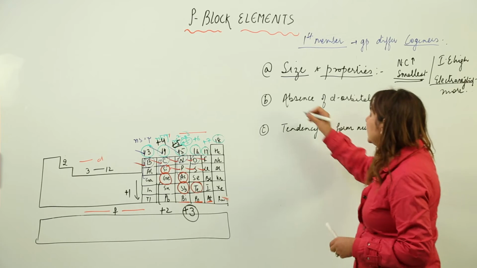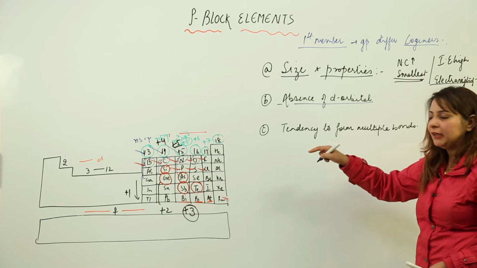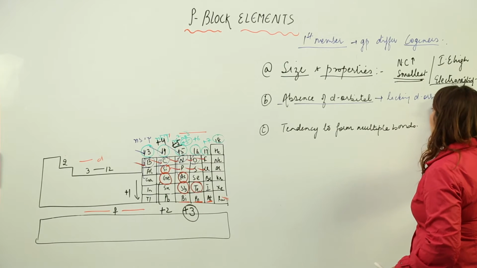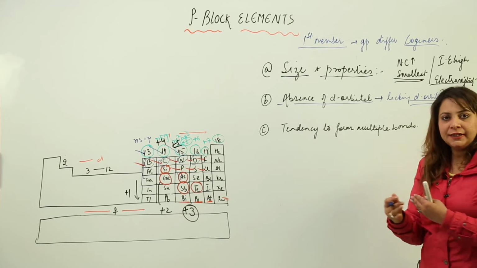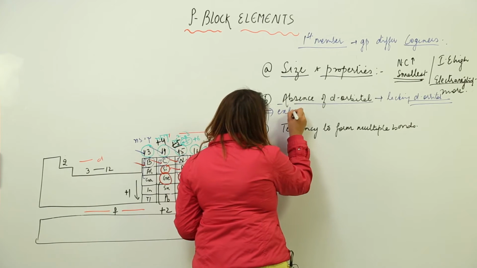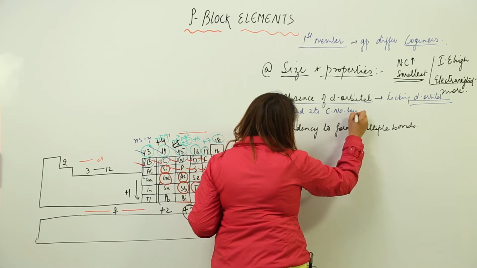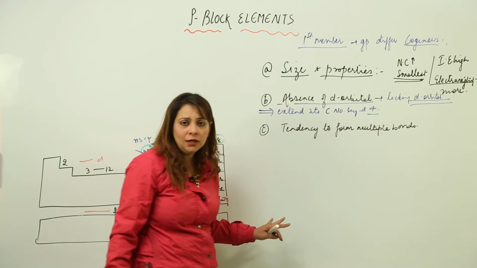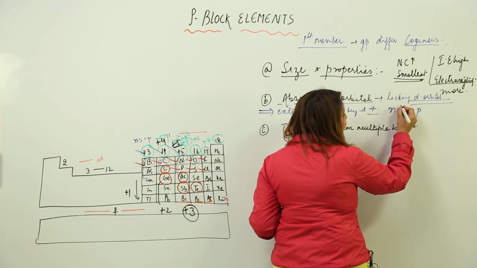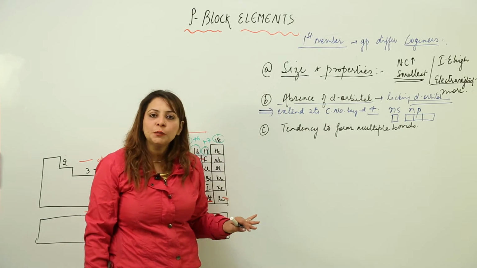The second reason is the absence of d orbital. Each first member is lacking d orbital. Therefore, it affects the properties of the elements in many ways, like it cannot extend its coordination number or covalency beyond 4, because here the filling of ns and np will take place, and as we know s has 1 orbital and p has 3 orbitals. So only 4 orbitals can participate in bond formation.